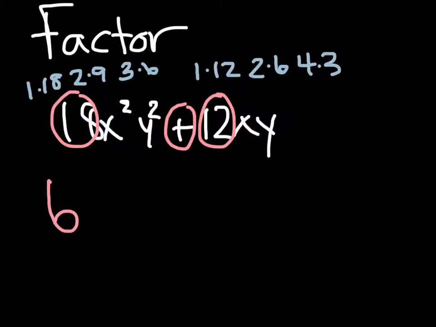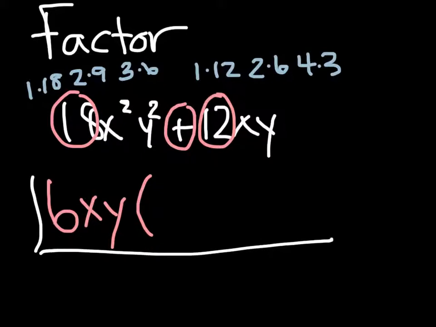So I'm going to start with 6. Now I'm going to look at the x's. Yep, they both have x's. The lowest number is x to the first, so with the 12, that's all I can have. And yeah, they both have y's as well. And again, y to the first is the only thing that they have in common, because that 12xy doesn't have a squared anywhere. Okay, so this is the greatest common factor of the two, but now I need to go ahead and make sure that this entire term equals this entire term.